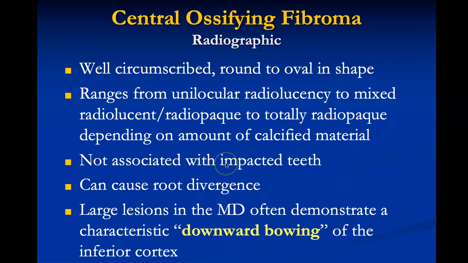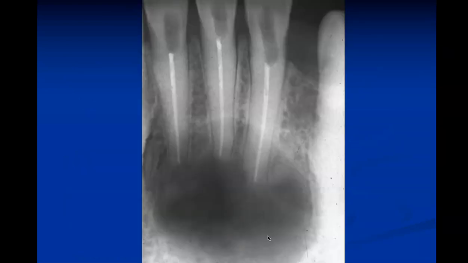It's not associated with impacted teeth. Of course, it can cause root divergence just the way fibrous dysplasia can. Some of the larger lesions that we see in the mandible can cause downward bowing of the inferior cortex of the mandible. And so that's one feature we see with ossifying fibroma.